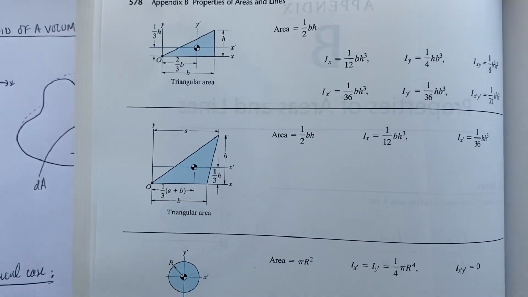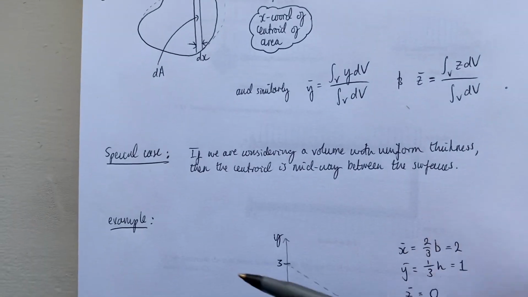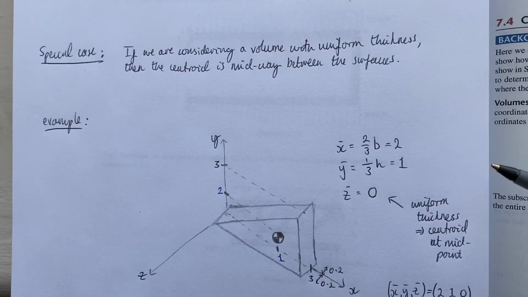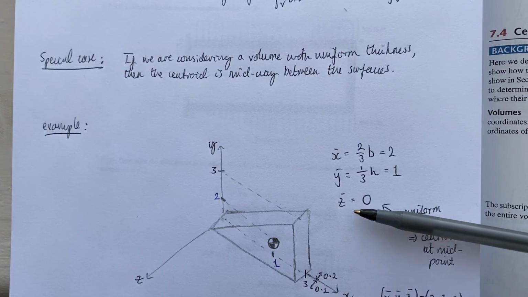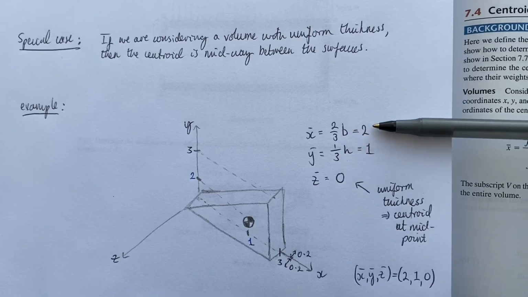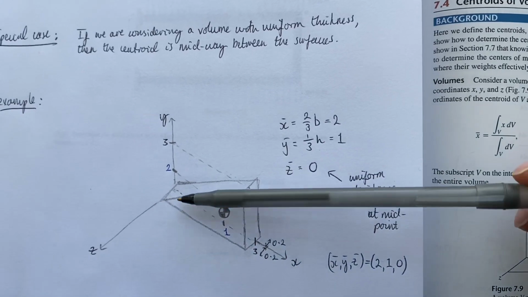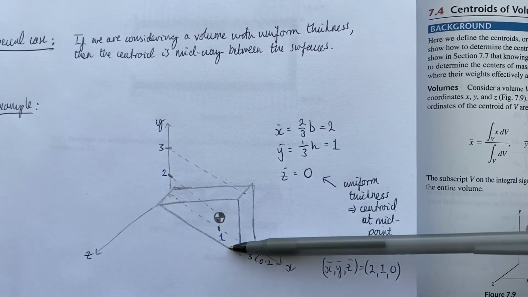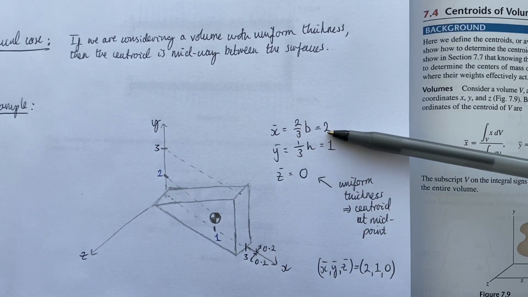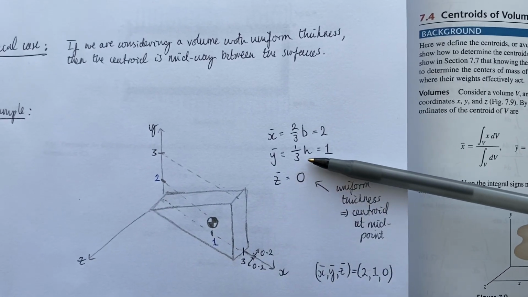And then if we remember that if the shape has a constant thickness or a uniform thickness, then the other coordinate of the centroid is going to be midway between the 2 surfaces, right? So that's what I've done here, I've used the standard results to find the x bar and y bar coordinates. So x bar was going to be 2/3 along the base, which is 3. So 2/3 of 3 is 2. And y bar is going to be 1/3 of the height, so 1/3 of 3 is 1.